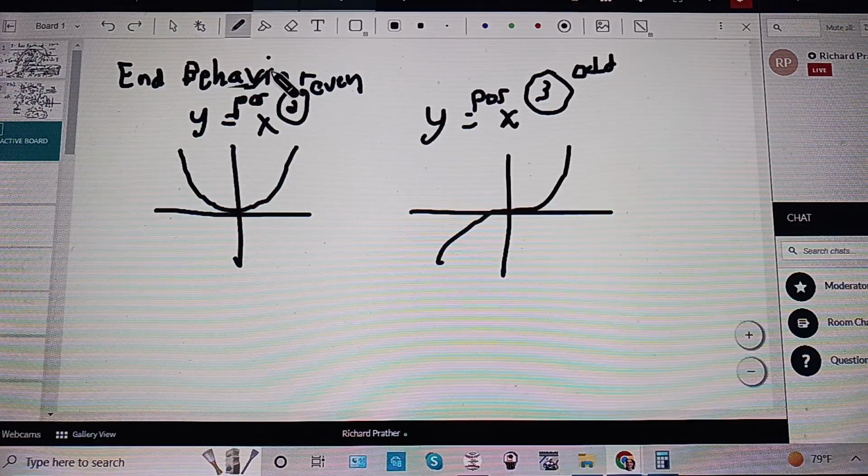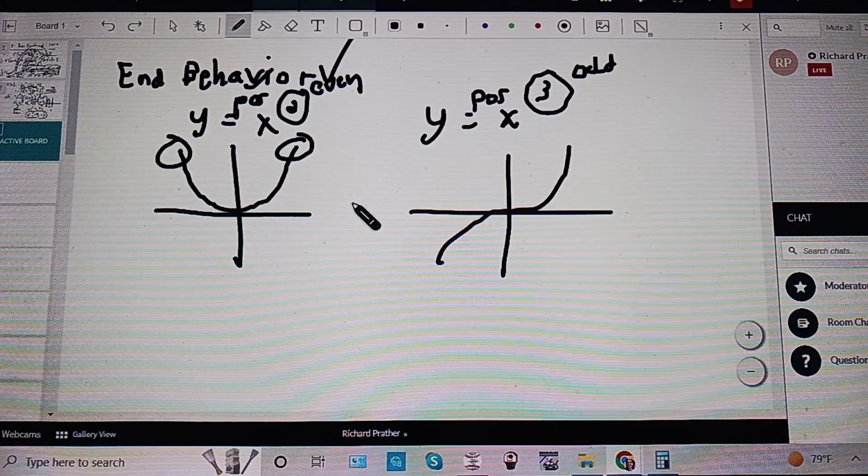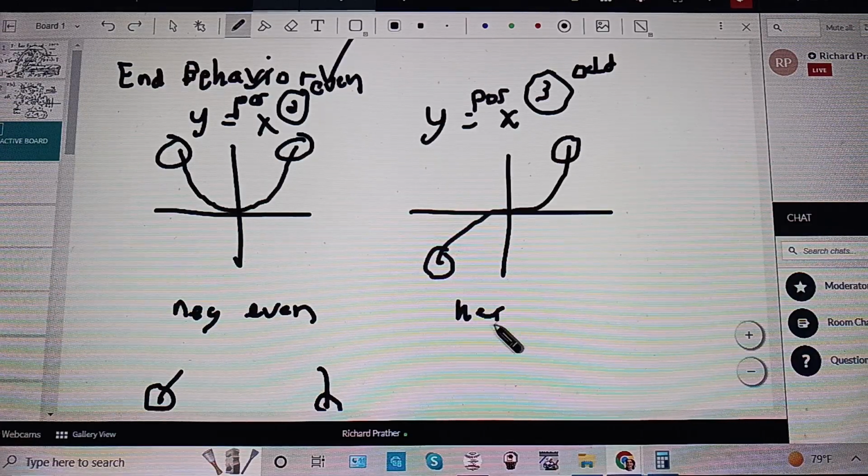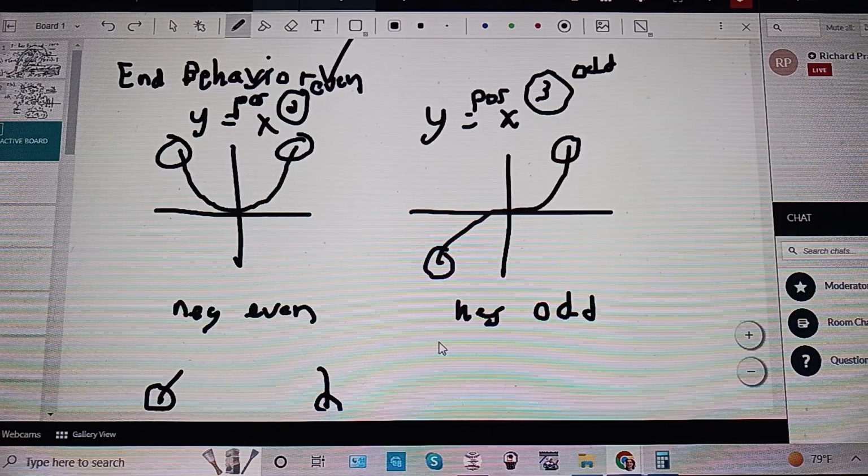So anytime you get a positive even, the end behavior is up on the left and up on the right, or rises on the left, rises on the right. Sometimes they say, as x goes to negative infinity, what does y do? And you say it goes up to positive infinity. So positive evens, they're both up. If you get a negative even, you just do them backwards. A negative even, they're both down. If you get a positive odd, it's down on the left and up on the right. If you get a negative odd, they're both backwards: it's up on the left and down on the right.